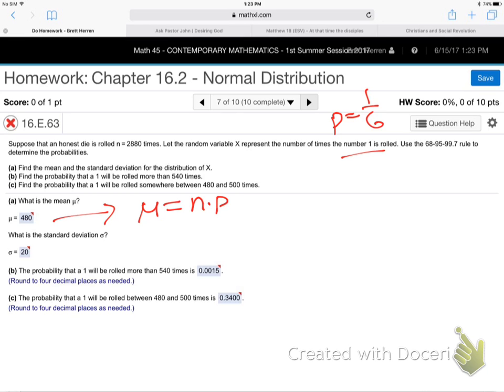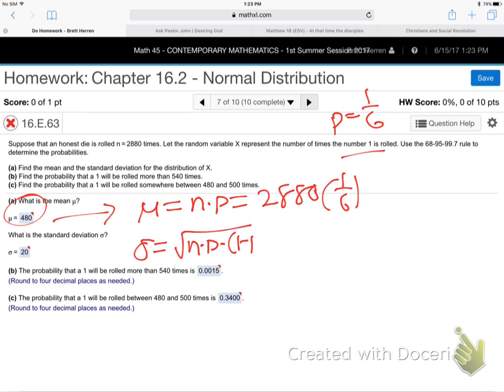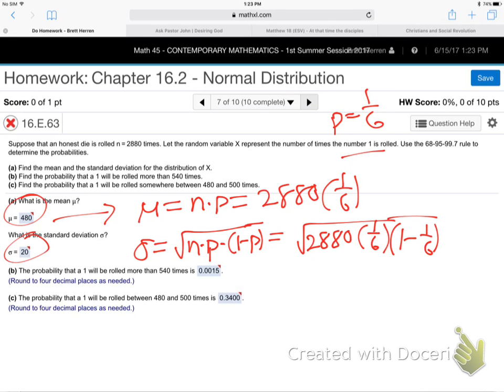So we want to get a 1, that's 1/6. Here's the N, so the N times the P is 2880 times 1/6, which comes out to be 480. And now can you figure the sigma, which is the square root of N times P times 1 minus P? So square root of 2880 times 1/6 times 1 minus 1/6. So crank that in your calculator, you should get sigma of 20, the standard deviation of 20.